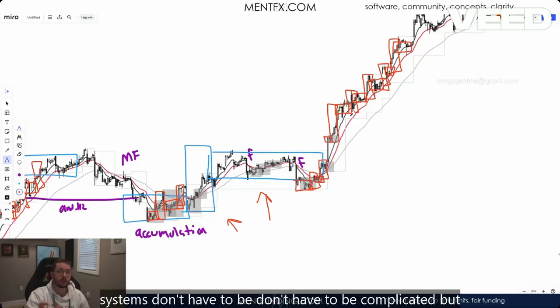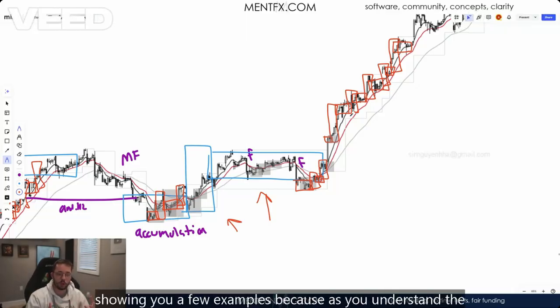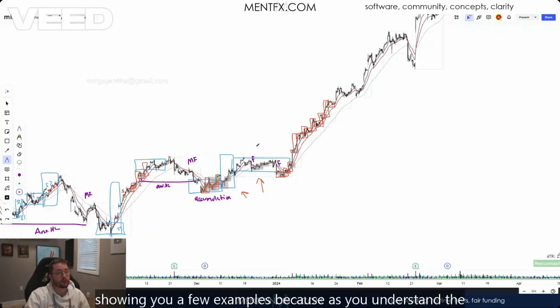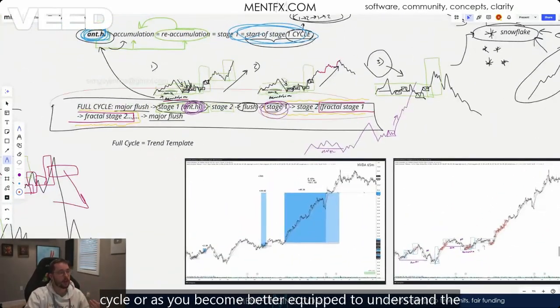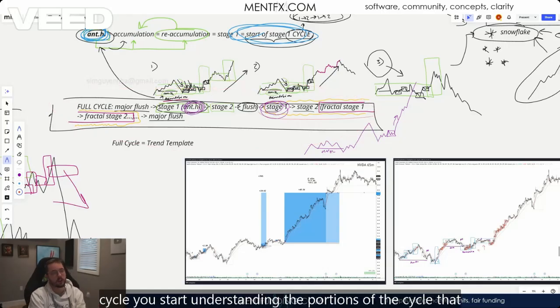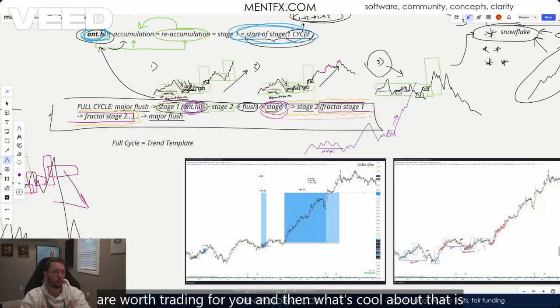Your systems don't have to be complicated, but what you do need to do is develop one instance of a trade for now and focus on that trade, which is why I'm showing you a few examples, because as you become better equipped to understand the cycle, you start understanding the portions of the cycle that are worth trading for you.